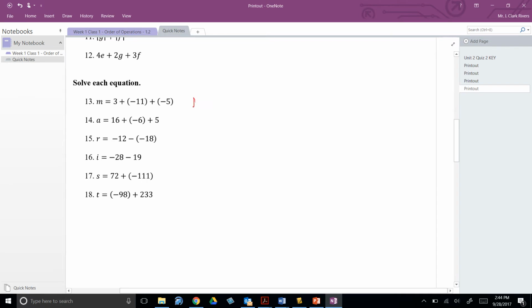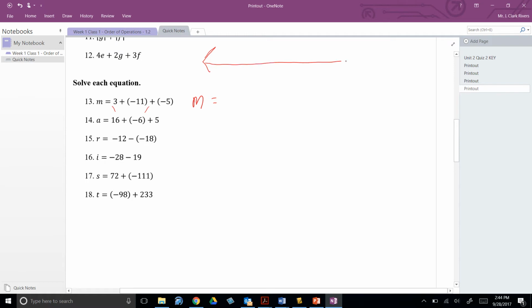So we've got M equals, okay, this is all addition, so it doesn't matter the order I add in. That's the commutative property of addition. So I'll go ahead and add these two together. 3 plus negative 11. Again, you could go to your number line.